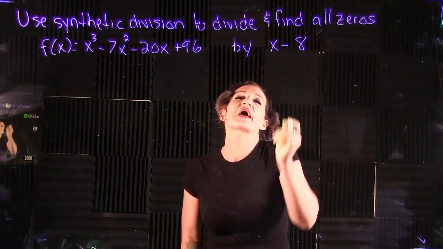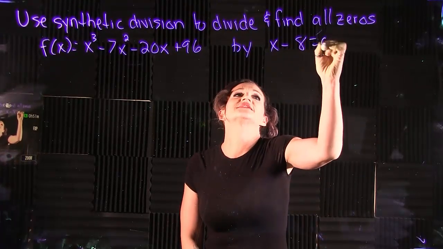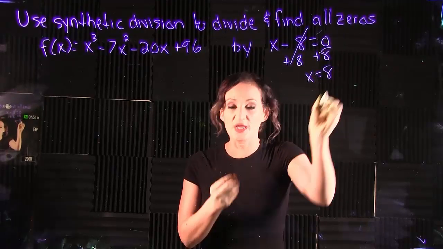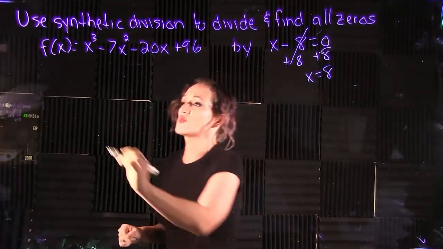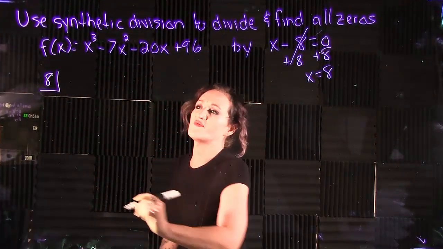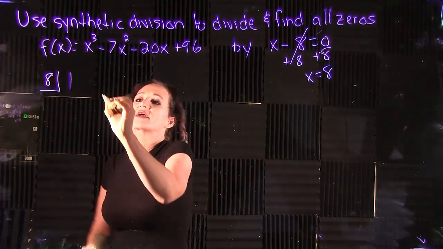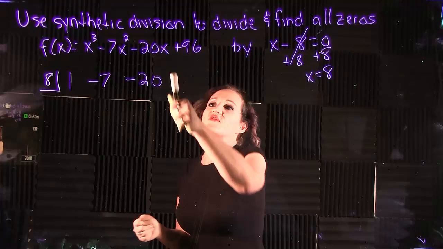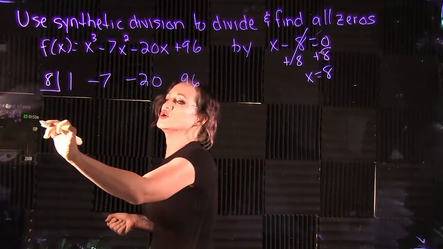Again, you kind of think of it this way. You take the x minus 8, set it equal to 0, and you solve for x. X is really an 8, so that's the number we're going to use. We put 8 in the box, drop down all your coefficients of your function. 1 for x cubed, negative 7 for x squared, negative 20 for x to the first, and then your constant.